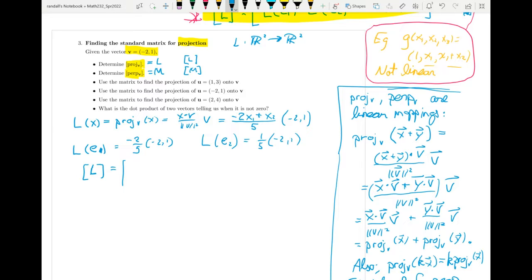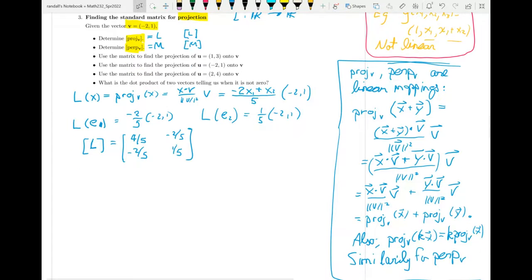The first column is L E1. So I'm just going to write that out here. So it's 4/5 and then minus 2/5. So that's the vector L E1 as a column. The second column of box L is the vector L E2 written as a column vector. So minus 2/5 over 1/5. Okay, so there it is. That is the standard matrix of L.